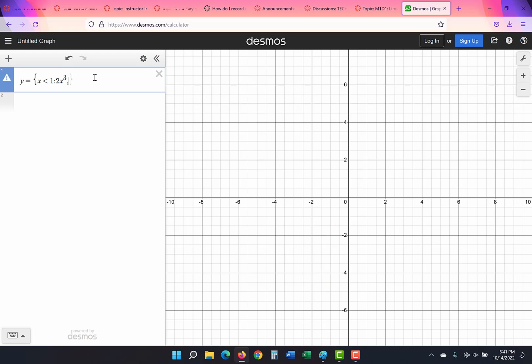comma. Now here comes my next condition. When x is greater than or equal to 1, I want to be looking at x to the fifth plus 5. So that did produce the piecewise function. It's a little bit awkward because the second piece of the function is hardly visible on the graph.